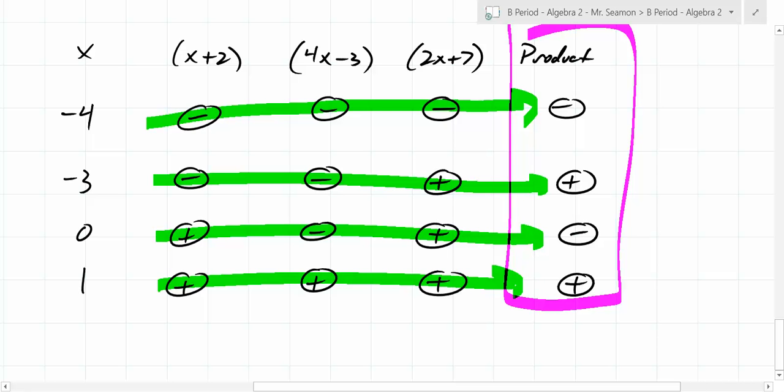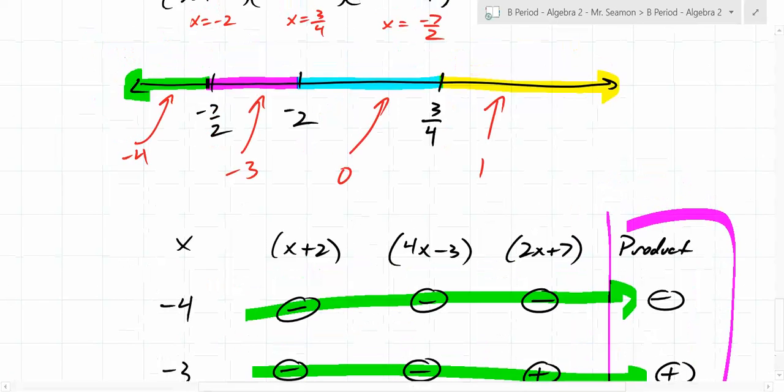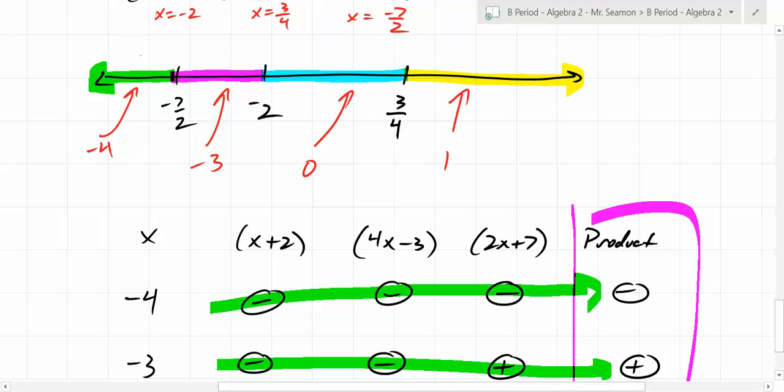So you don't care what the value is. You just want positive or negative. So only do the positive or negative. So what did we say it goes? It goes negative, positive, negative, positive.